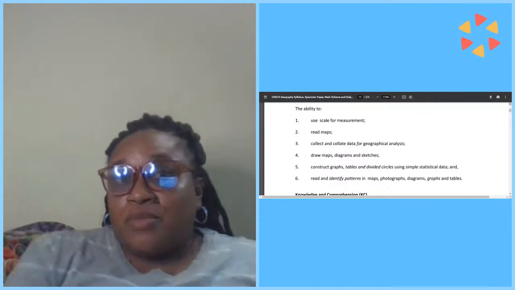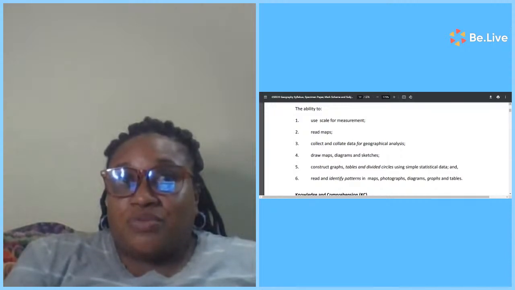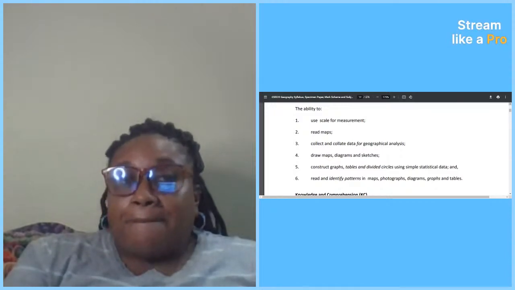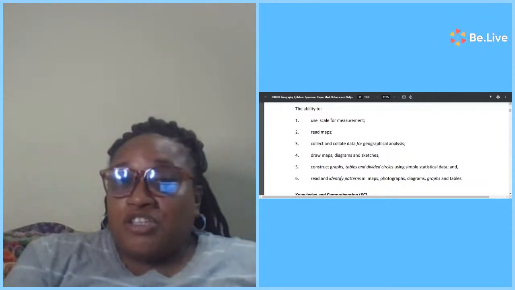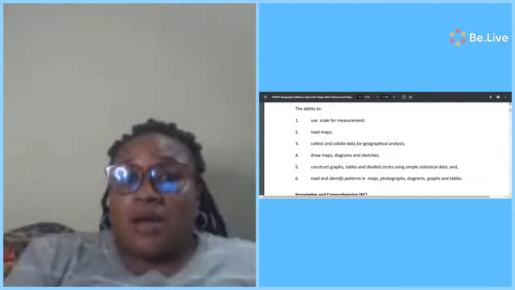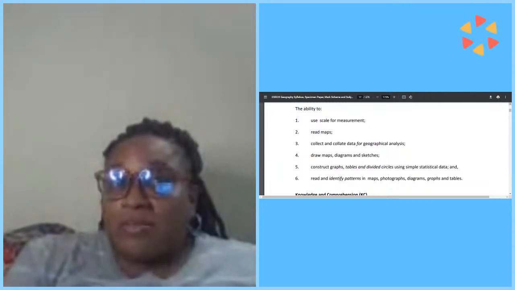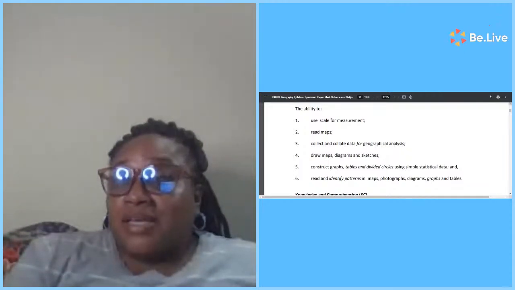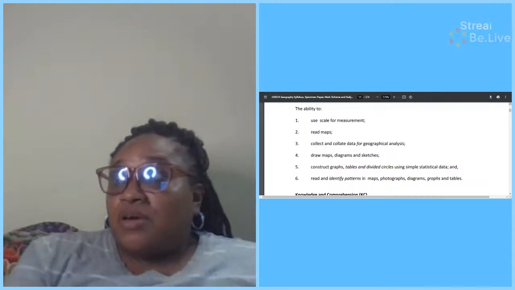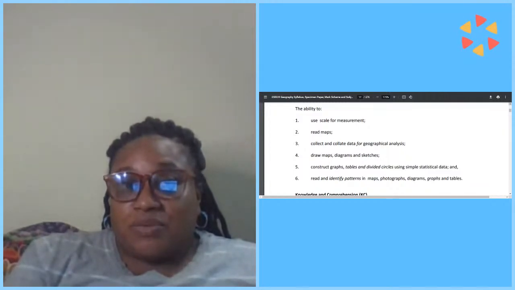You need to know how to use the scale for measurement, whether it's using the linear scale, measuring distances along a road, or converting between the different types of scale, ratio and fractional scales, right? You have to be able to read maps. The large maps that you have are called topographical maps. You have to be able to read topographical maps, and be able to collect and collate data for geographical analysis, which would have been what you did for your SBA. That primary data collection is what they're referring to.